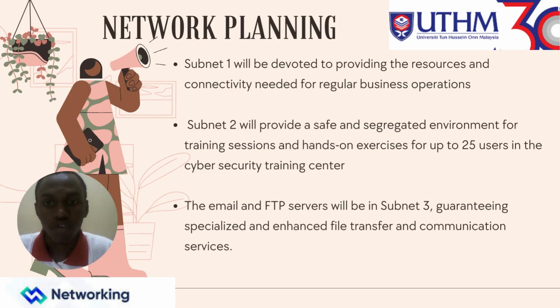Our network planning needs to automate access to the user. We use 3 subnets. For subnet 1, at the branch campus, there is an access point providing wireless connectivity needed for regular business operators. For subnet 2, let's try to provide a safe and segregated environment for training sessions and hands-on exercises for up to around 25 users, since it is the small home office cybersecurity training center.